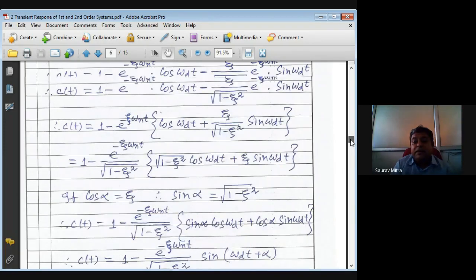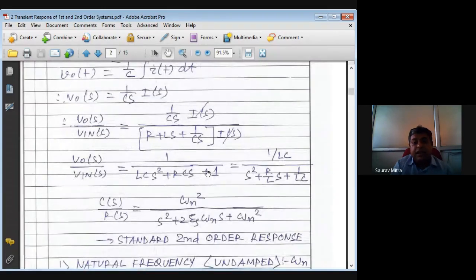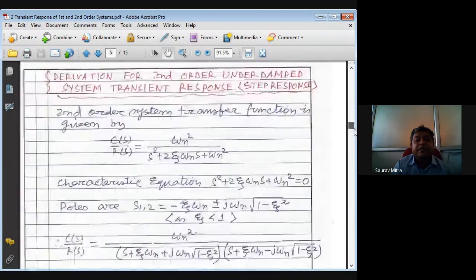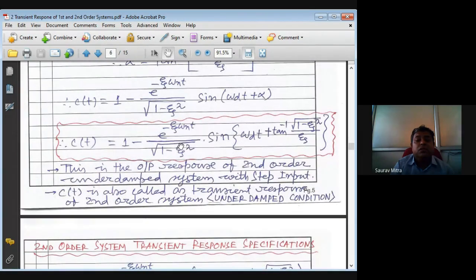Directly what you can write is, first up to this point, that is first this thing. So how is this coming? B naught(s) by B(s). Then from here C(s)/R(s) is equal to this. Then take R(s) to the right side. C(s) is equal to 1/s into this, and directly you can write it down. We are taking the inverse Laplace transform and finding C(t). By saying that, directly you can write down this equation. So C(t) is equal to 1 minus e raised to minus zeta omega n t over root of 1 minus zeta squared, sine omega d t plus alpha, where alpha is tan inverse of root of 1 minus zeta squared by zeta.